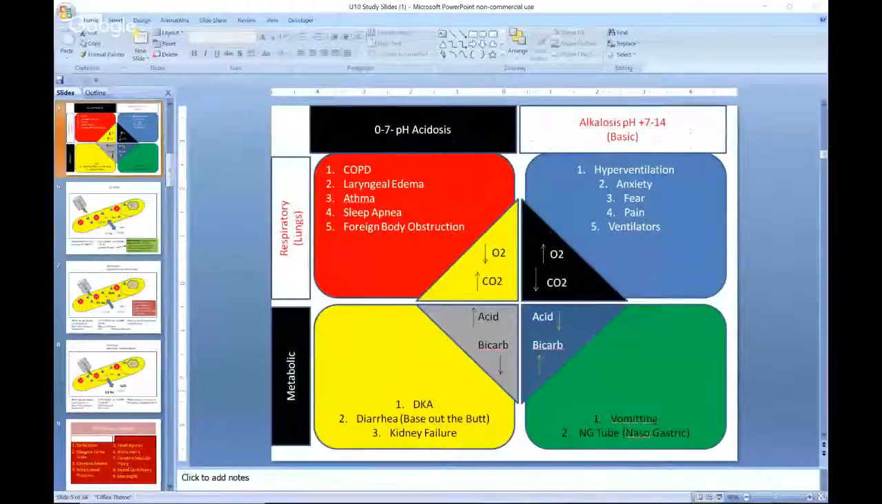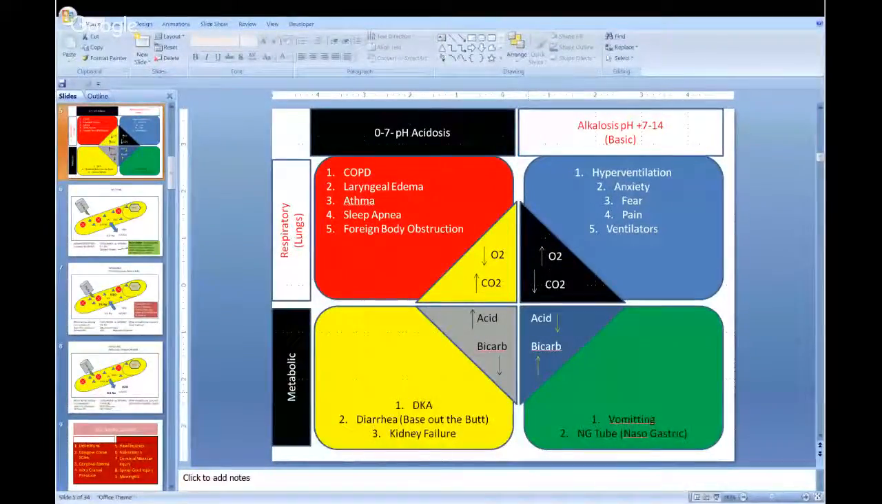So if you look at the top right corner, which is respiratory acidosis, which is a pH of 0 to 7, what you have is a decreased level of oxygen in the body with an elevated level of CO2. So let me ask a question: when would we have a condition, or when would be a time that we'd have decreased levels of oxygen with elevated levels of CO2?